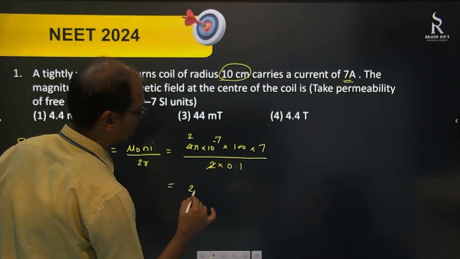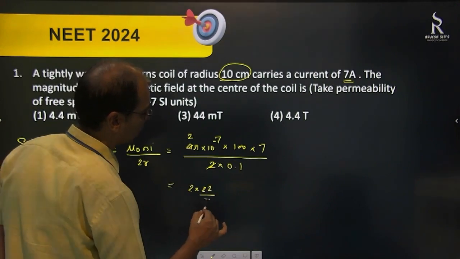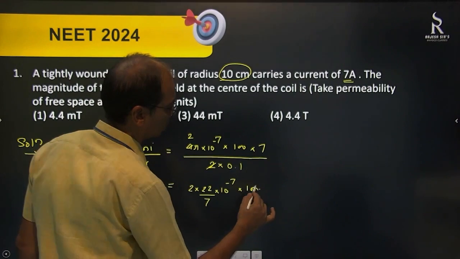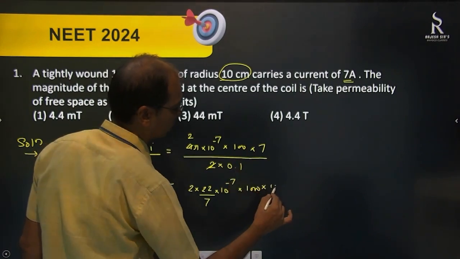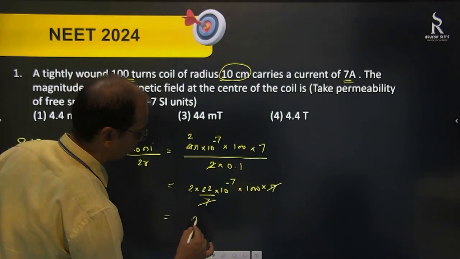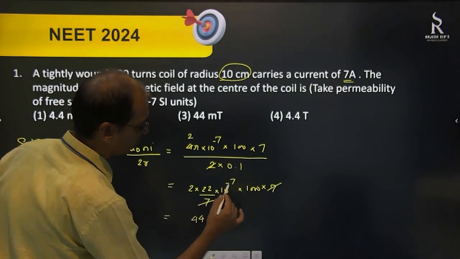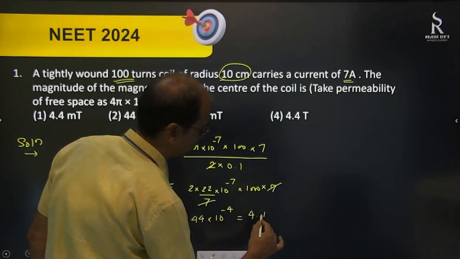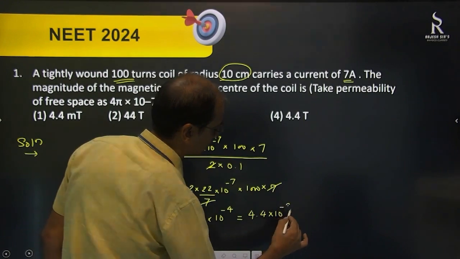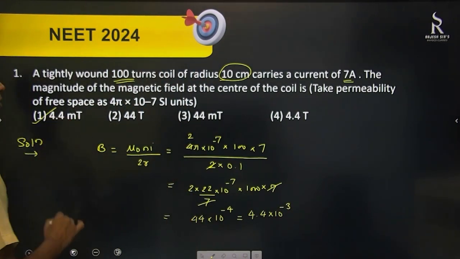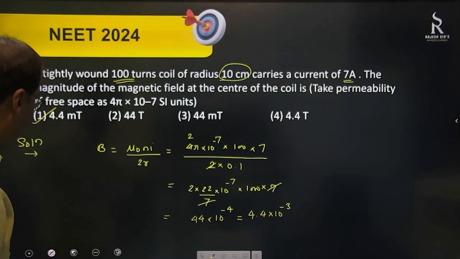So 2 pi, this pi you can write as 22 by 7, into 10 to the power minus 7 into 1000. 7 also cancelled. So what you have now is 22 into 2, that is 44, into 10 to the power minus 4, which we can write as 4.4 into 10 to the power minus 3. That is 4.4 millitesla. So answer is 1, 4.4 millitesla. Okay, let's see the next one.